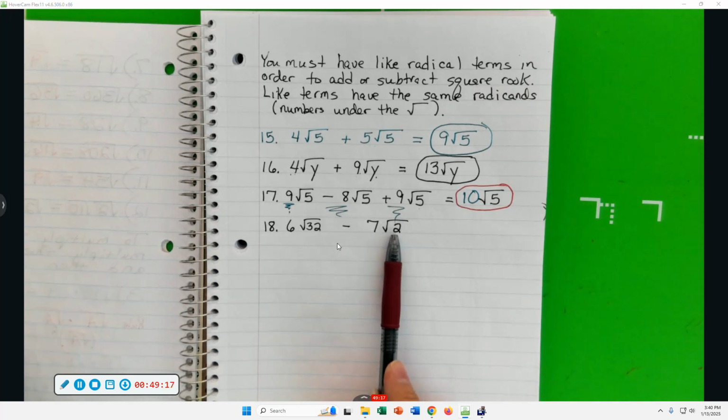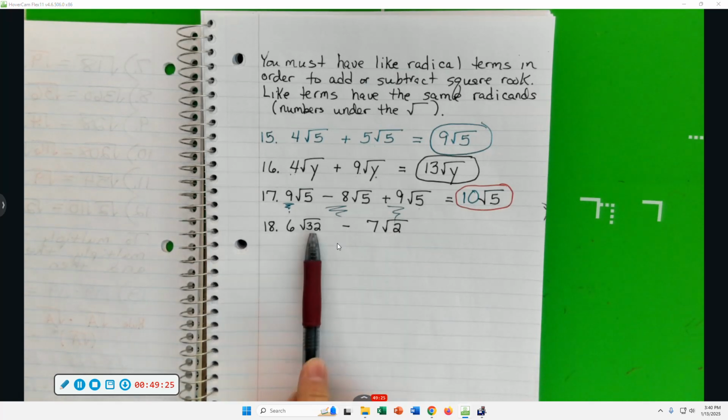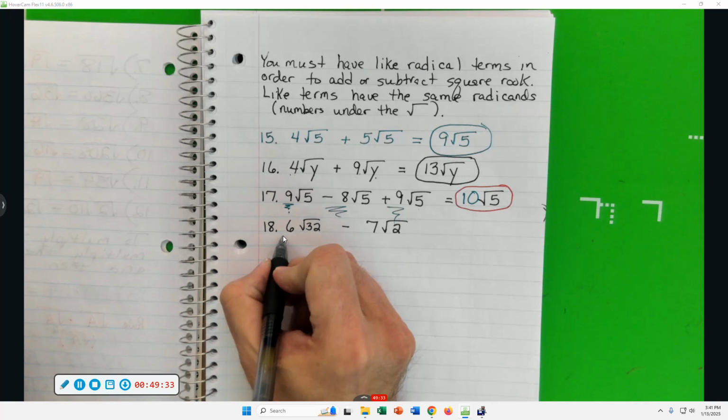Looking at this one here with the small number, square root of 2, can that be simplified at all? No. But what about the square root of 32? So that's what I'm doing here. I'm going to try to simplify the square root of 32. Watch the colors. I have a black 6.